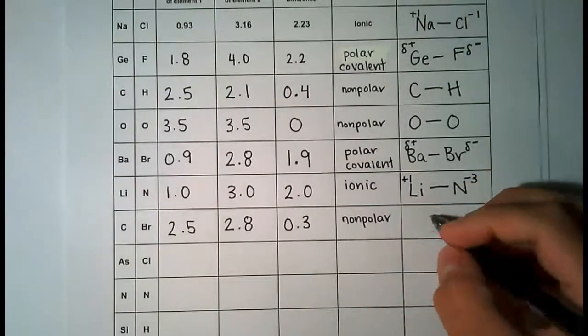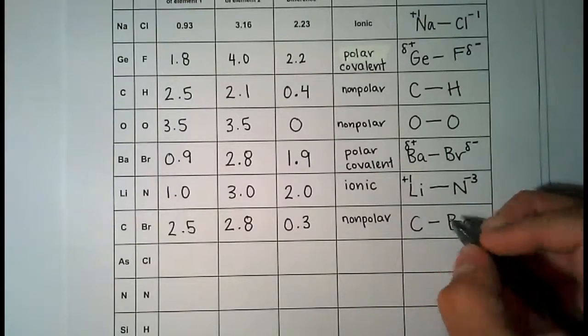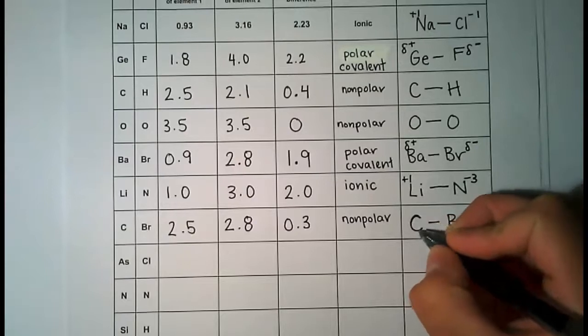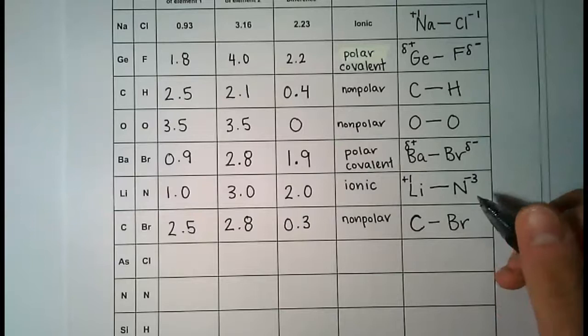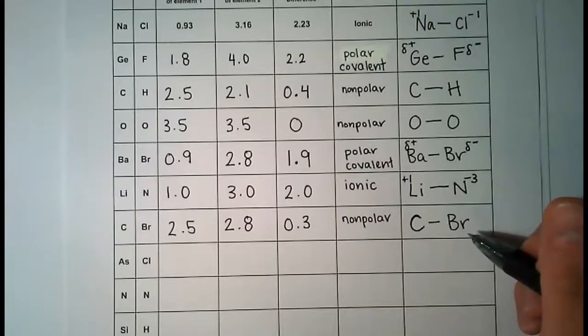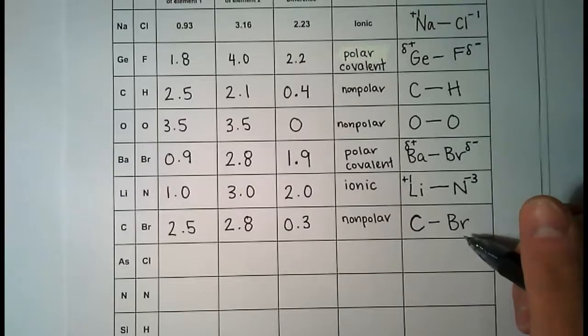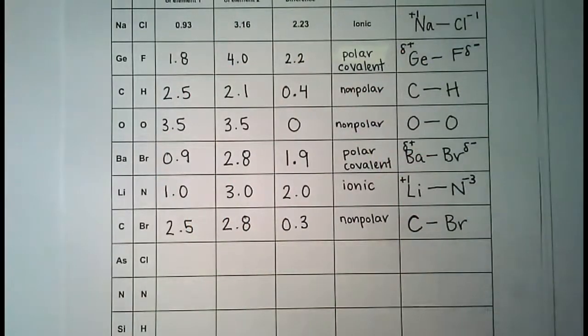So we will show carbon bonded to bromine, and because we're classifying this as nonpolar, we won't show any partial charges. Although in some cases, this molecule may be polar enough to do things like dissolve in water. Polarity is a scale, it's not a set cutoff point. These are just guidelines for classification.